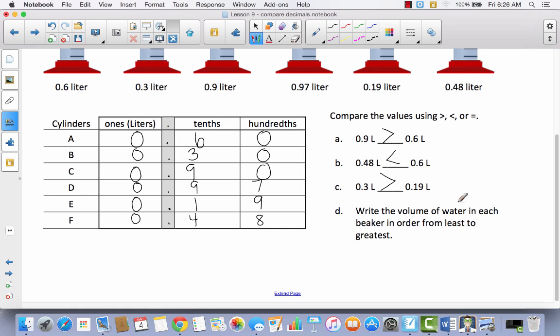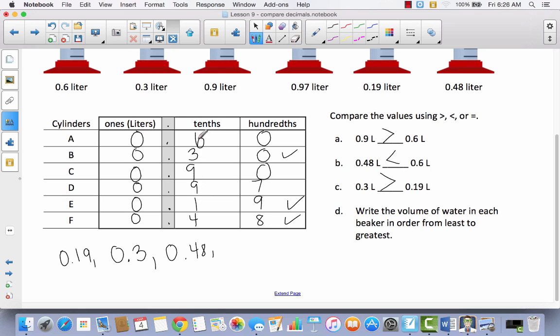All right, so now when I write these in order from least to greatest, you could have written the volumes, or you could have written the letters in order from least to greatest. It doesn't matter to me, but it does say write the volume of the water, so I'm going to write the volumes. Okay, so the smallest one, I'm going to start over here. The smallest one would be 19 hundredths because it has a 1 in the tens place. So I'm going to check that off. And then I go 3 tenths would be next. It's okay if you left that 30 hundredths. It's not wrong. Okay, and then I'm going to do 48 hundredths.